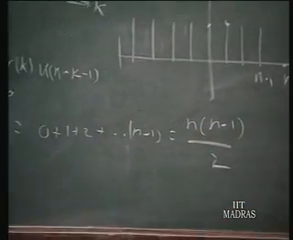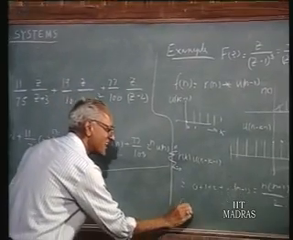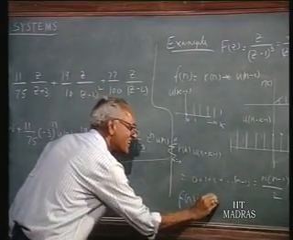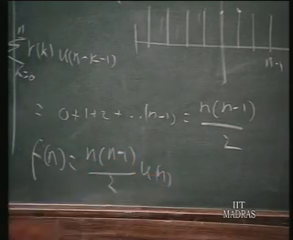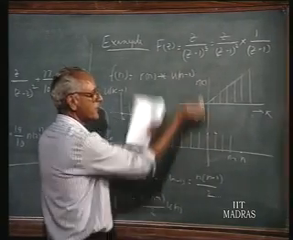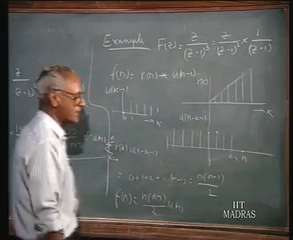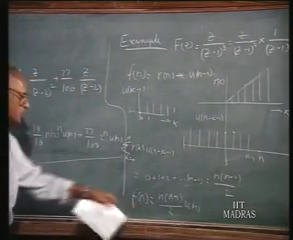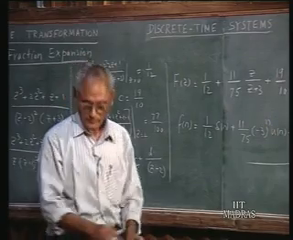So your f of n as a result of this can be written as n into n minus 1 by 2 times u of n, because if n is negative, then it will be shifted in this direction and there will be no overlap of the samples, so that is going to be 0. So whatever you are having here will be valid only for positive n. So f of n happens to be n into n minus 1 by 2 times u of n.